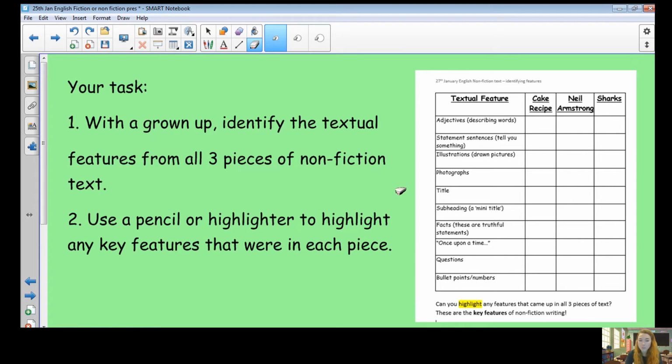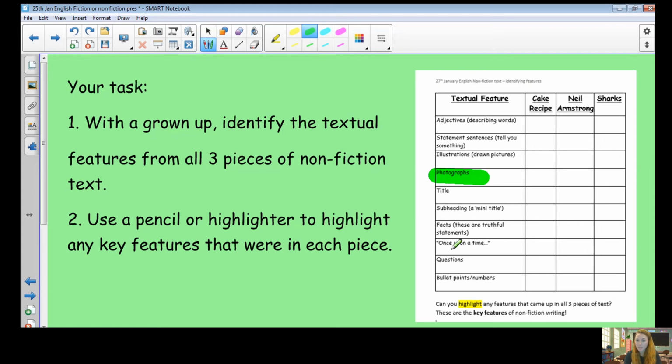Then I want you to use a pencil or highlighter to highlight, let me get my highlighter here, any features that come up in all 3, or all 2 if you've done 2 pieces of text. So these are going to be our key features. I know that there are photographs on all 3 pieces of text, so I can highlight that because I know that that is going to be a key feature of non-fiction writing. Okay, so you might have a few of these that you can highlight and tell your grown-up that you know that this is a key feature of non-fiction writing.